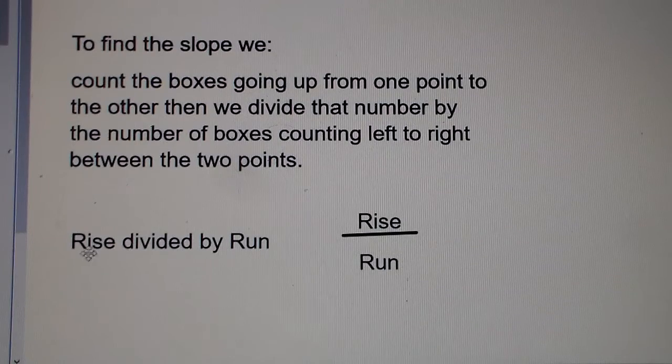So slope is rise divided by run, or as you can see here, rise goes on the top in the numerator divided by the run. So rise refers to going up and down, how far up and down the 2 points are away from each other, and the run refers to how far left and right they are from each other.